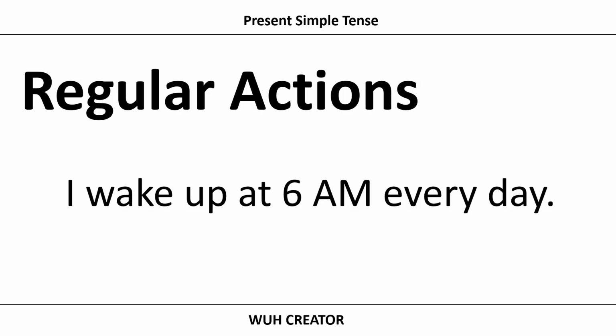Here we have an example. I wake up at 6 a.m. every day. This sentence is in the simple present tense because it describes a regular action. The action is wake up, and the phrase every day tells us that this action happens repeatedly as a routine or habit. It is not happening only once, it happens again and again.